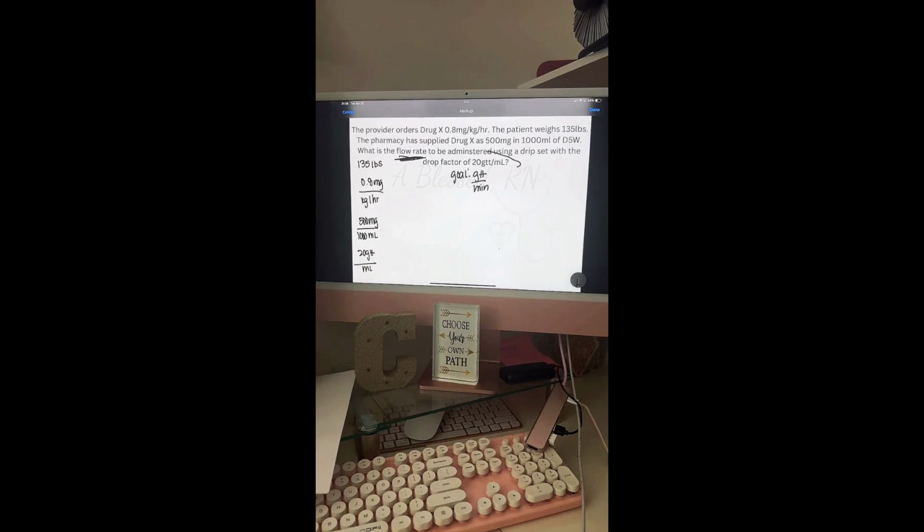First puzzle piece. Alrighty. It's going to be our 20 drops per milliliter. Boom. All right. What's our next puzzle piece if we have milliliters on the bottom?